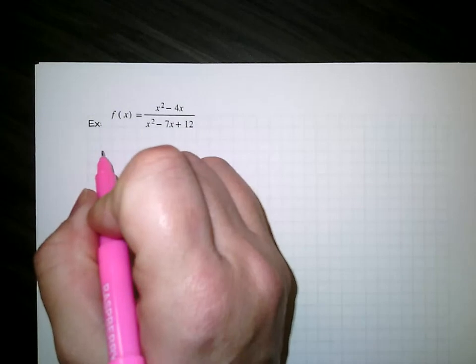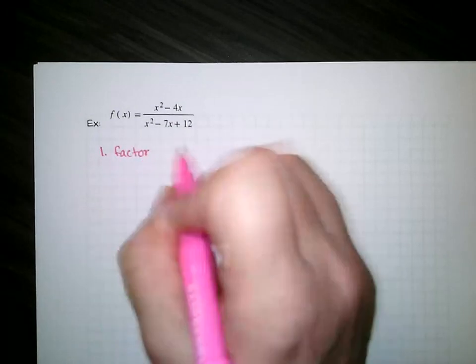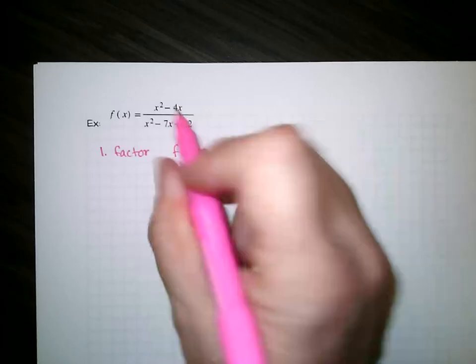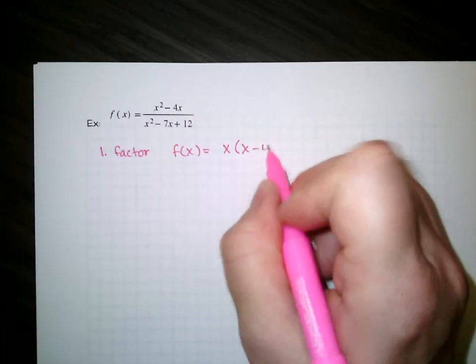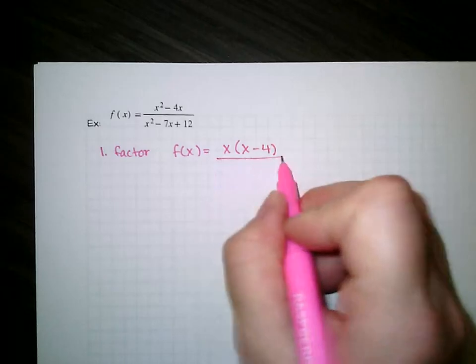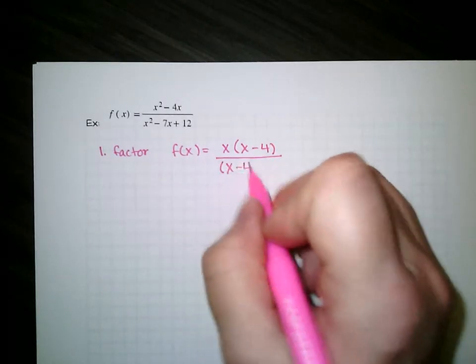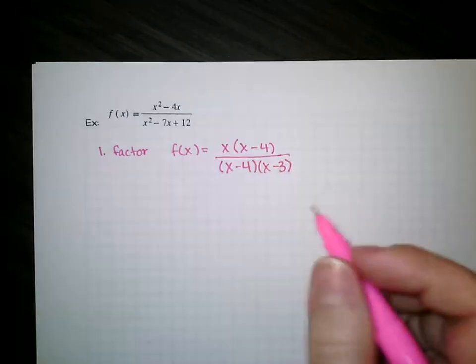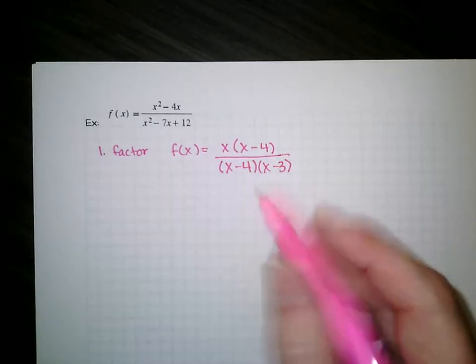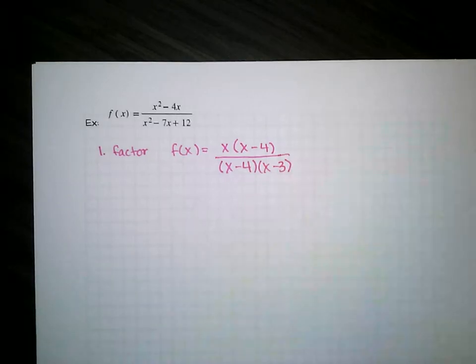So our first step is going to be factoring. So we'll have f of x equals, the numerator has a GCF of x, so it'll be x times x minus 4, and the denominator is going to factor to x minus 4 times x minus 3. So at this point, we're going to find the domain. So we will set the denominator equal to 0.